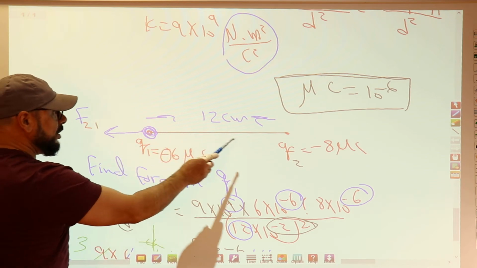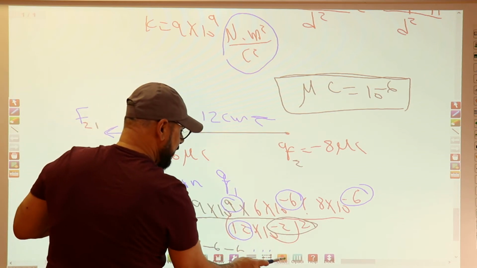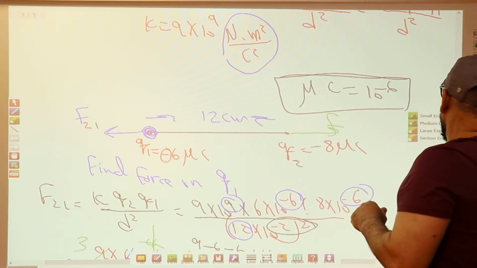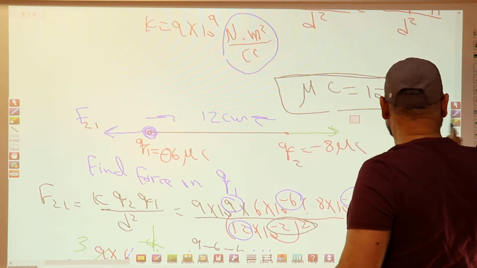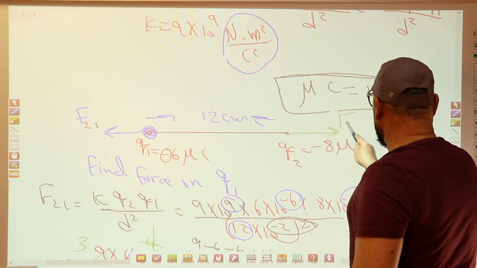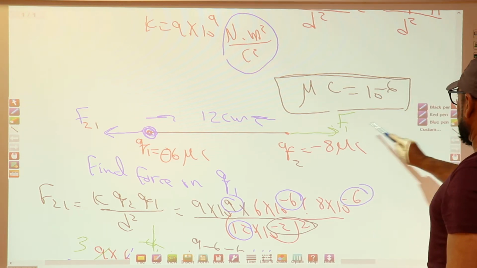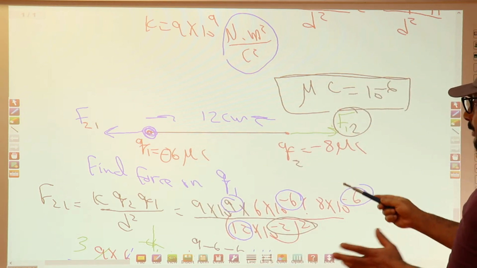Now, I want to mention something. You see this force here? You're going to have the same exact force on the other one, on the other charge here. This is F. We're going to have the same exact force, F1 and 2. You see? This 1 and 2 is going to be the same exact amount, but in a different direction.